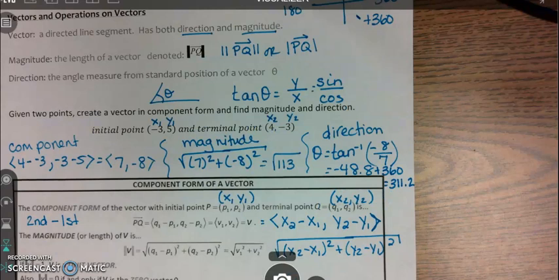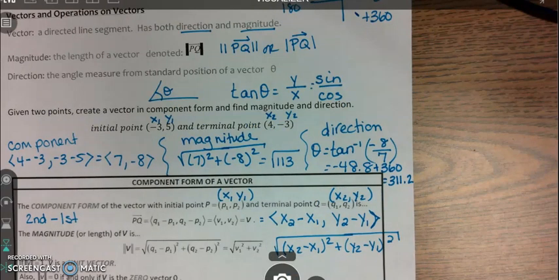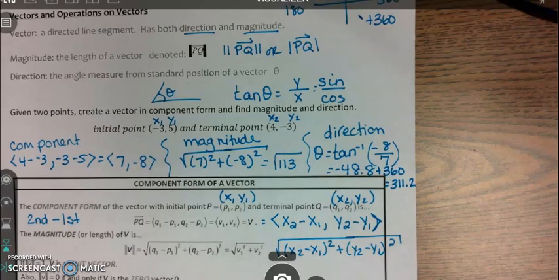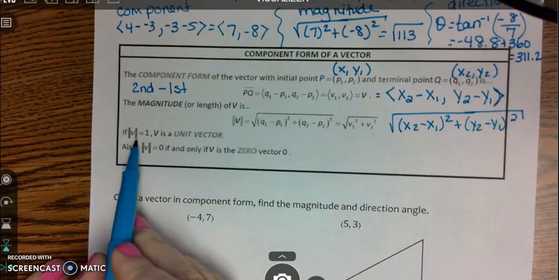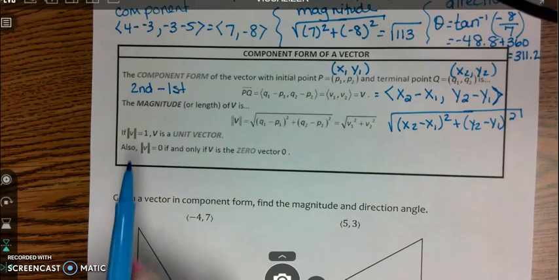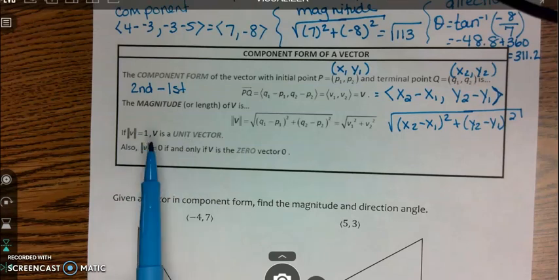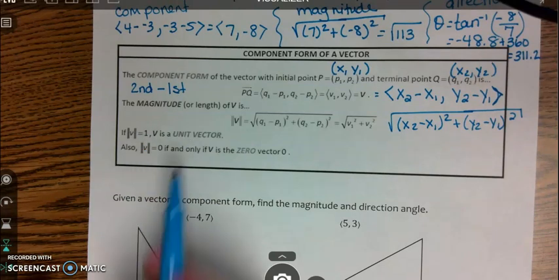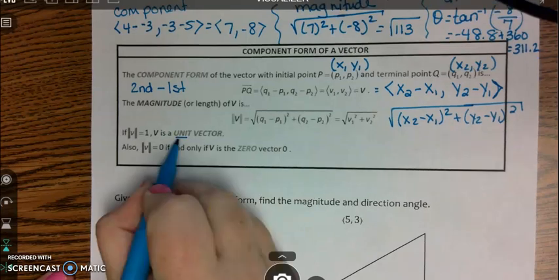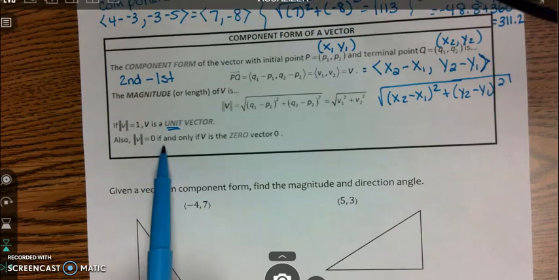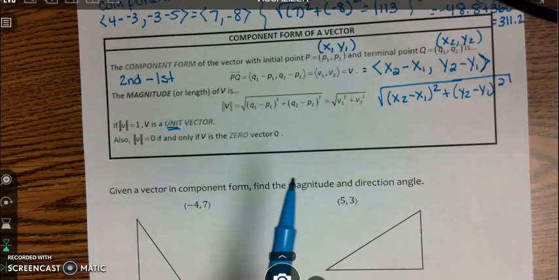I hope that does make a lot of sense, things we have seen before. If the magnitude of a vector is 1, that's a unit vector, just like a unit circle, unit meaning 1. If a vector's magnitude is 0, that's if and only if v is the 0 vector.